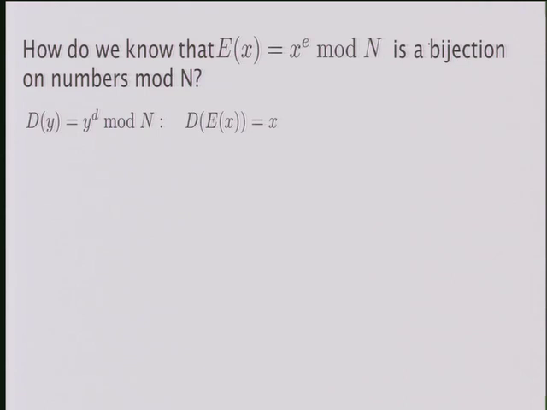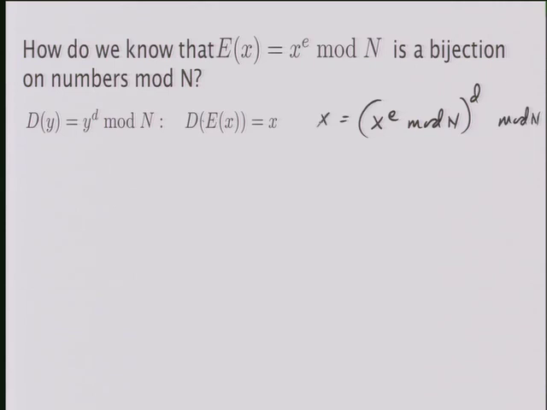I claim the way we know that is because what we're going to show is that there's a decryption function which exactly decrypts, which means if you take x and encrypt it and then decrypt it, you get back x. What does this mean? You take x, raise it to the e mod n, and now raise this to the d mod n, and you get back x.